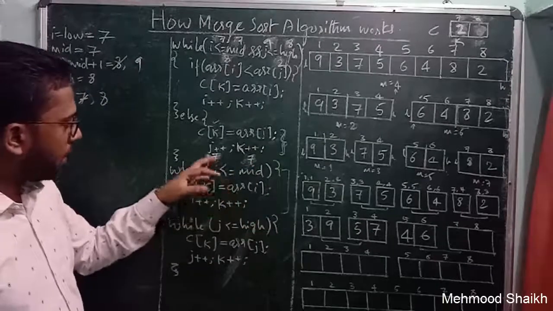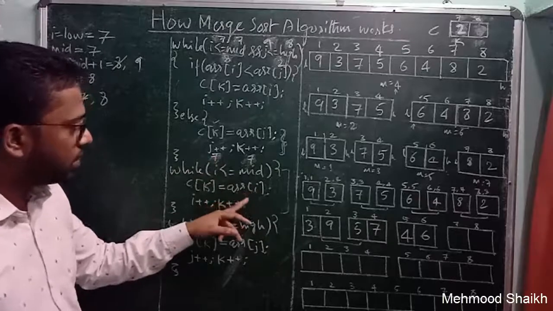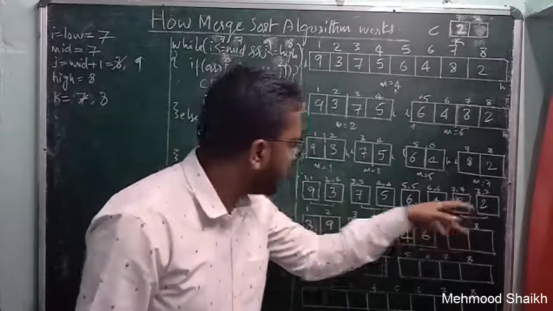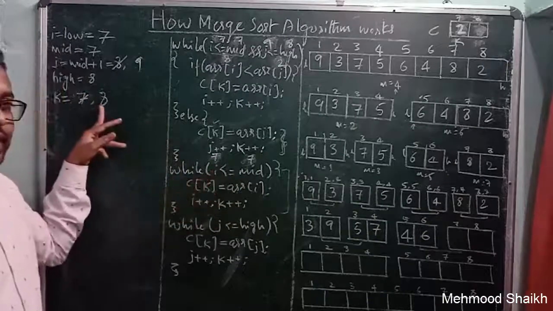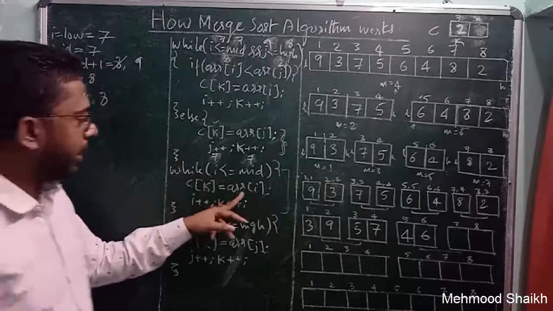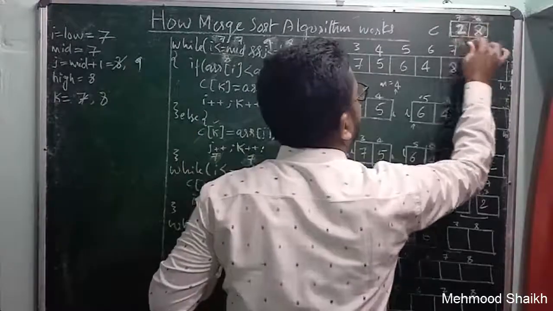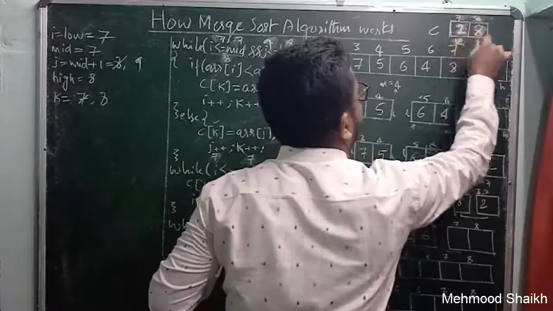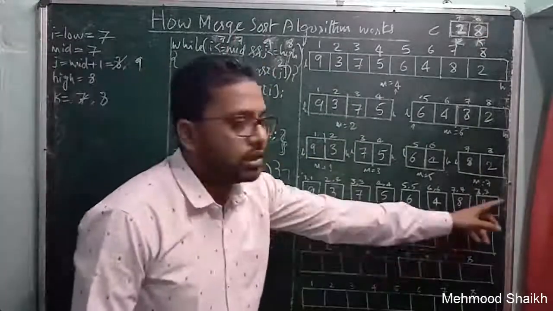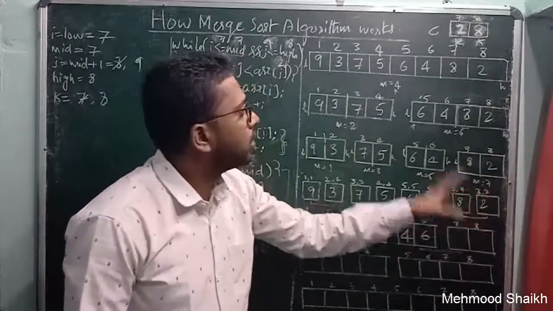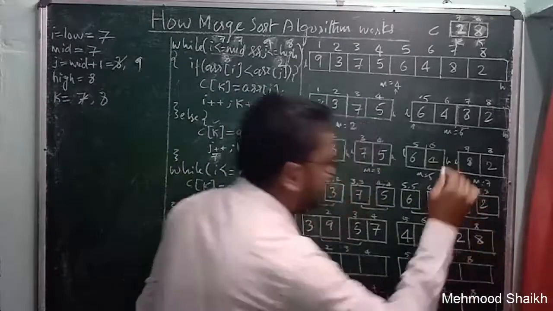Then we will pass this value of I which is 7 into this array of 7. What is array of 7? Here array of 7 is 8. So we will pass this 8 to the 8th index of this C array. Now we have solved these two last problems as well by comparing. So now here are 2 and 8.